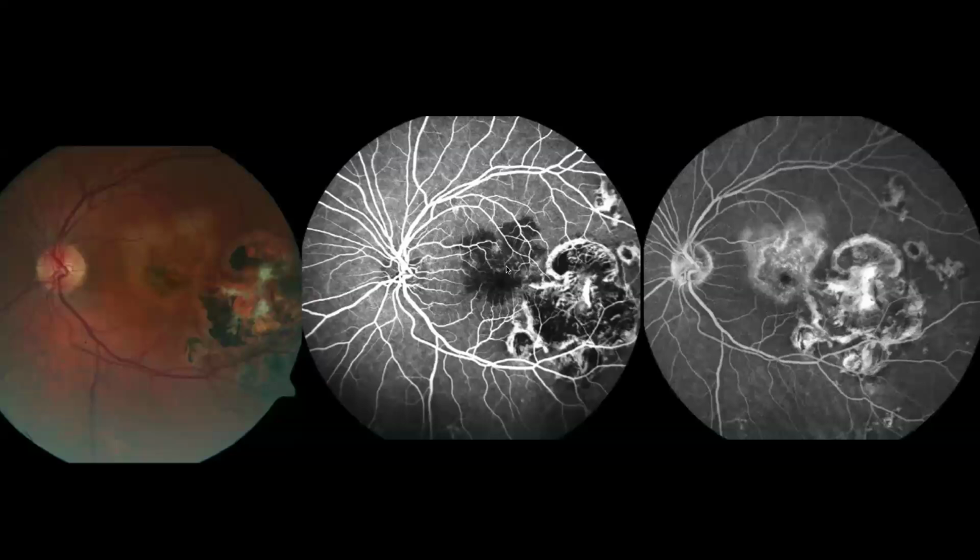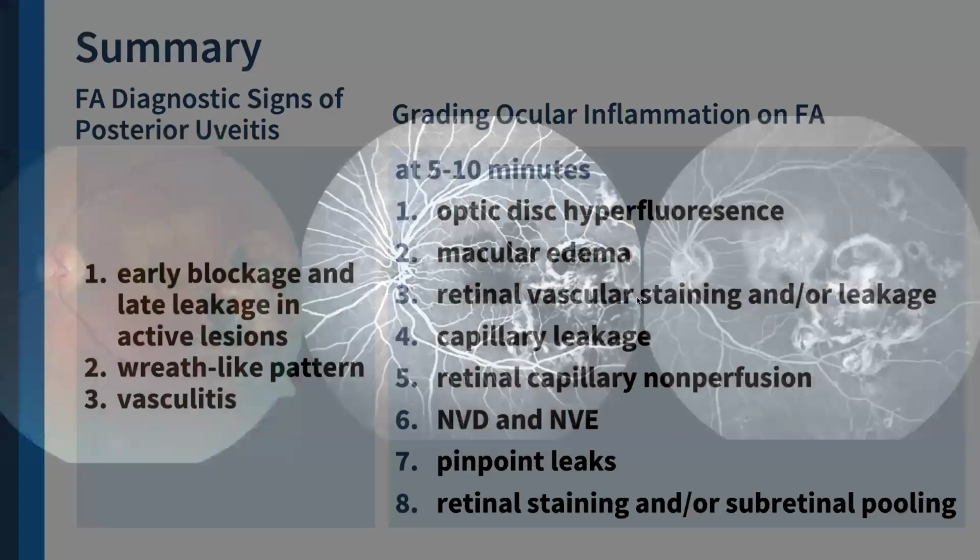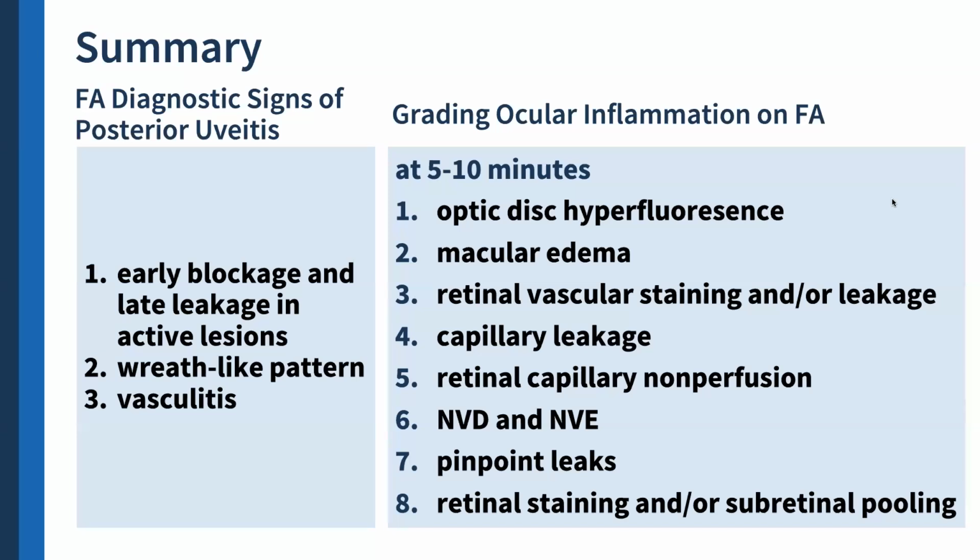But on the FA, it becomes pretty obvious that there's an active lesion. So at least you know an active lesion will present as early hypo and late hyper. So this is the summary of what we discussed today. Take note of these three findings. If you take note of any one of those, think inflammation.